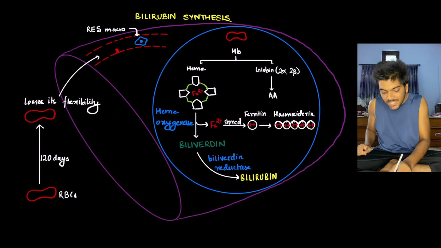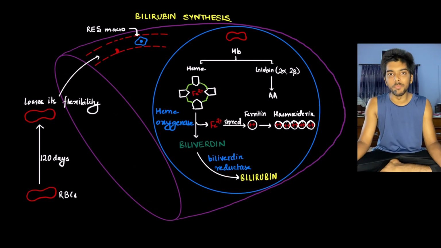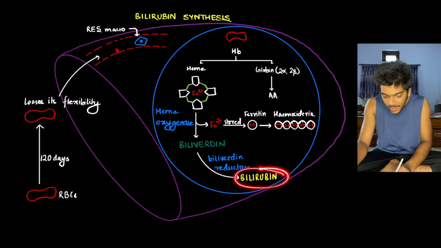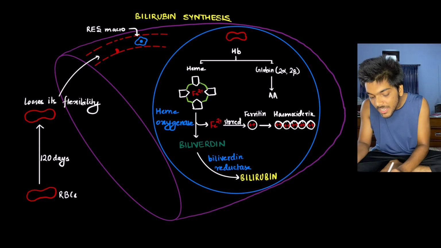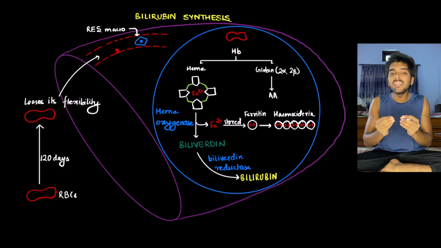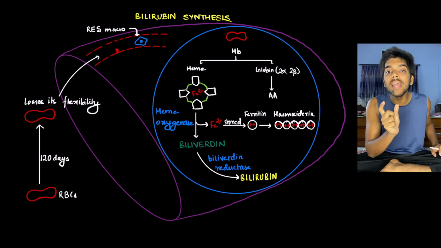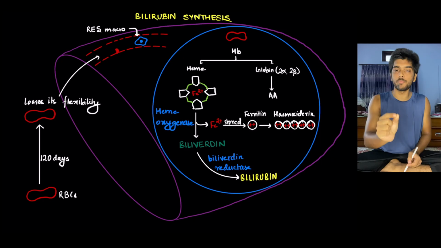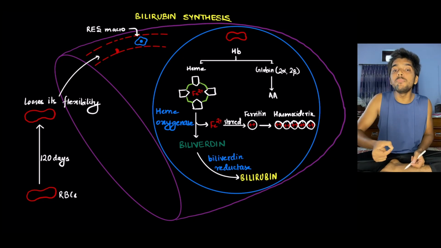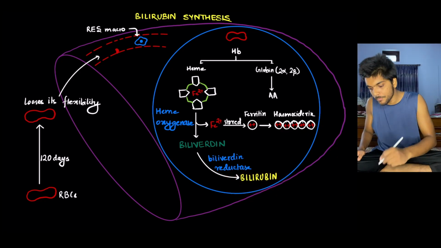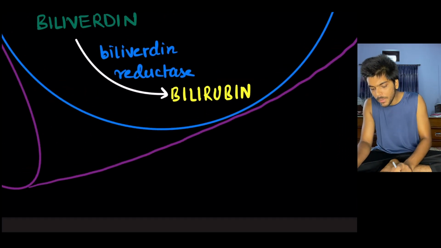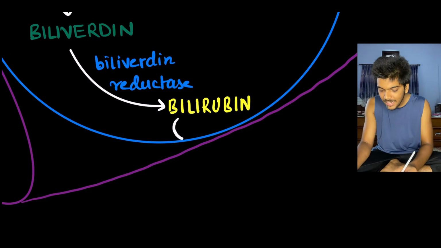And finally we get bilirubin. So what is bilirubin? Bilirubin at the end of the day is the end product obtained from degradation of hemoglobin. So the hemoglobin present in the RBC gets degraded and broken down, finally giving us a waste product. So the end waste product obtained from the metabolism or degradation of hemoglobin is bilirubin. Okay, another concept. The bilirubin that we get from the degradation of hemoglobin is unconjugated bilirubin.